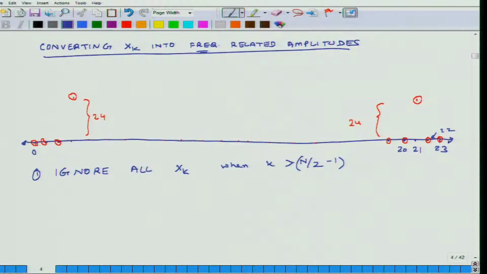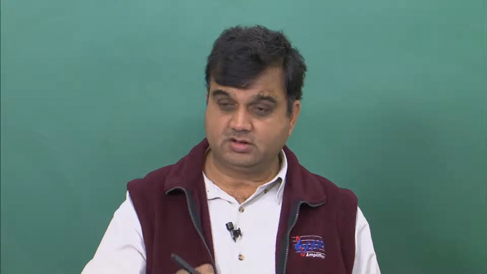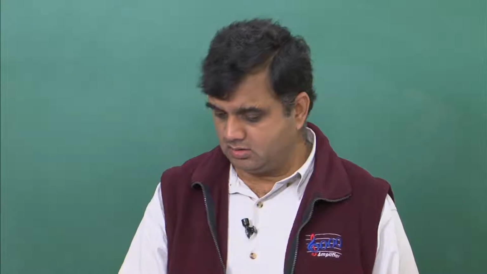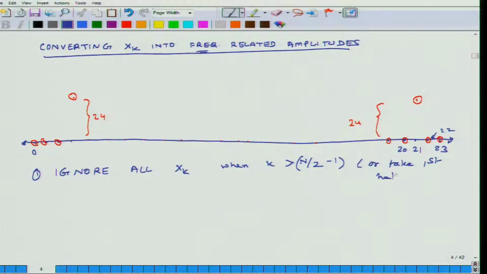N by 2 is what? N is 24, right? N is 24, N by 2 is 12, 12 minus 1 is 11. So you ignore all k equal to 12, 13 and so on. So you have ignored 12 points. You take basically the first 12 points, or in plain English, you take only the first half of the points. All others you ignore. You don't have to worry about those.